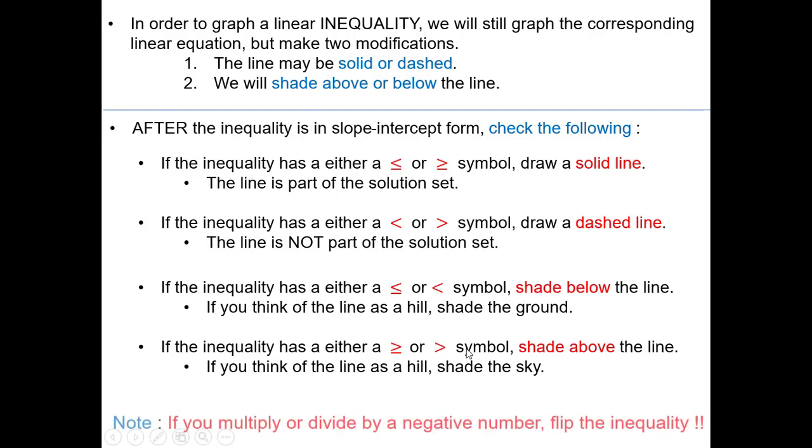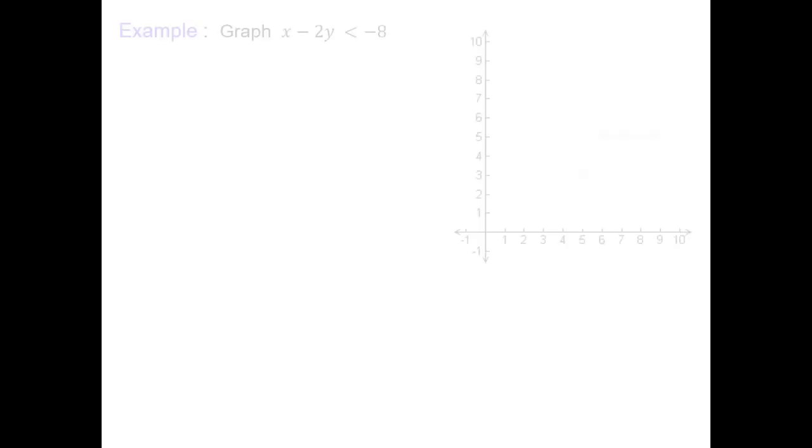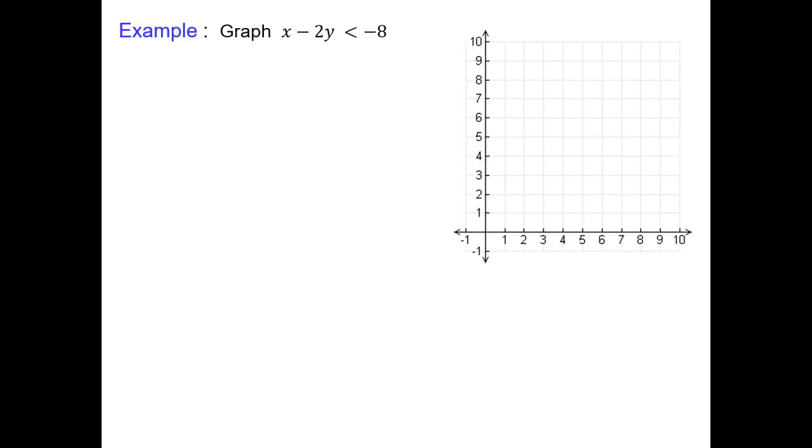towards the sky. Now one last thing to remember about inequalities that we'll see in the next problem is that if you multiply or divide by a negative number, we always have to flip the inequality sign. So let's take a look at this example.